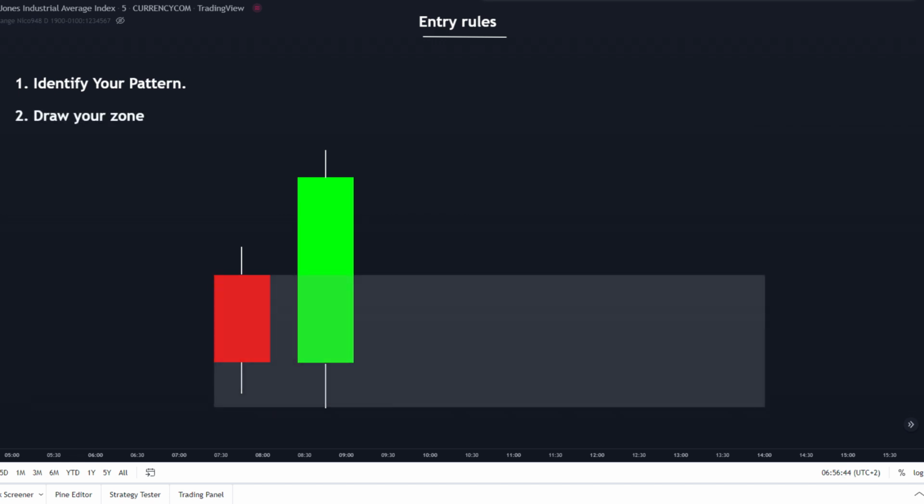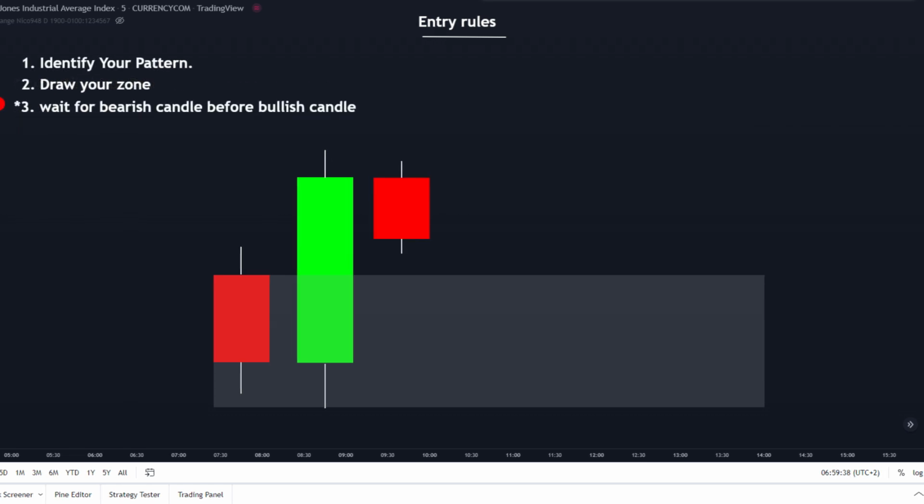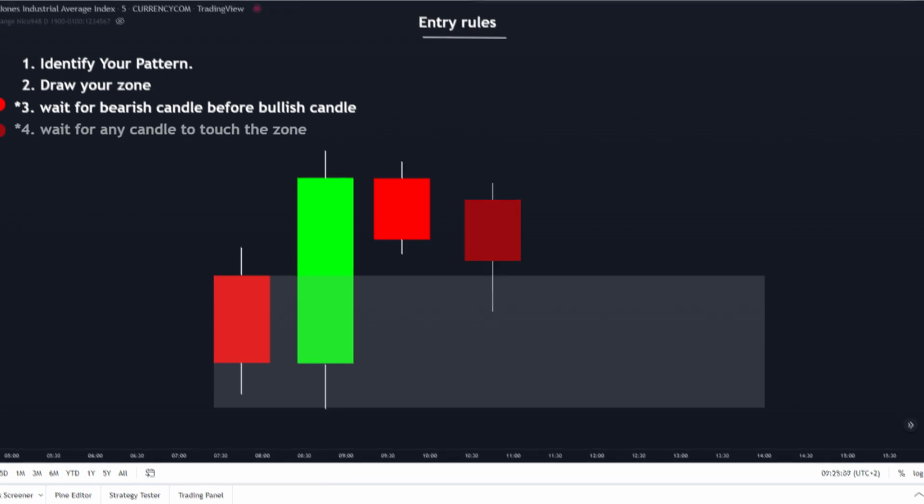2. Draw the zone on the previous candle's open and to the low of either the bullish candle or bearish candle. And in this case we can see that the bullish candle is the one with a lower low. So we will use that low. And this low will act as our stop loss price area. 3. Wait for the market to make at least one bearish candlestick before the bullish confirmation candle. 4. Wait for the market to touch the zone before any confirmation candle. And sometimes the confirmation candle can be the one that touches the zone.